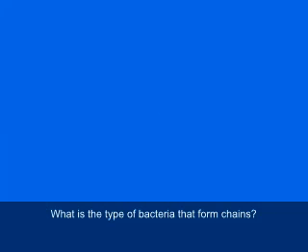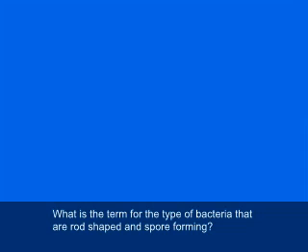What is the type of bacteria that form chains? That's the streptococci. Streptococci. What is the term for the type of bacteria that are rod-shaped and spore-forming? Those are the bacilli. Bacilli.